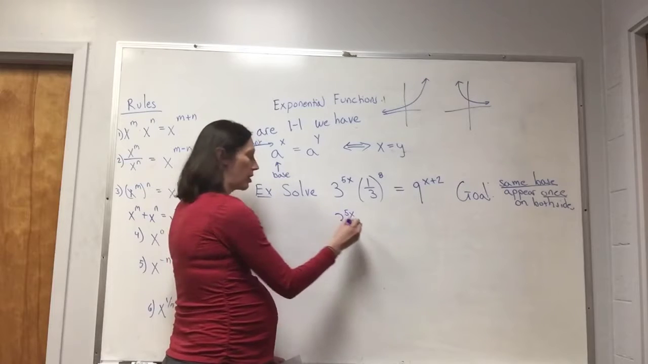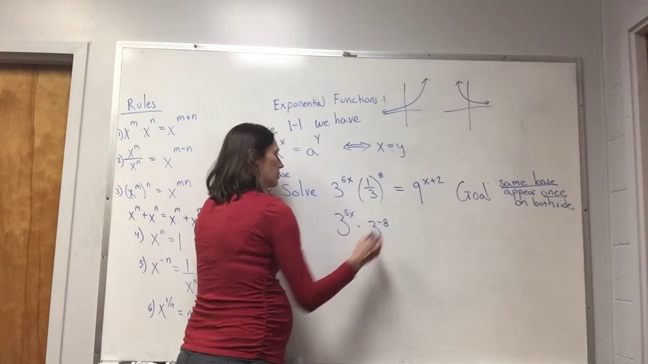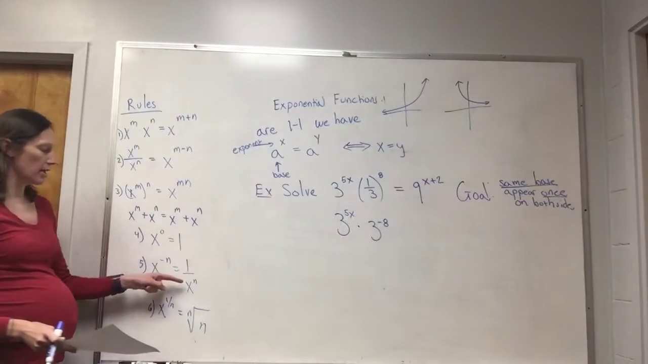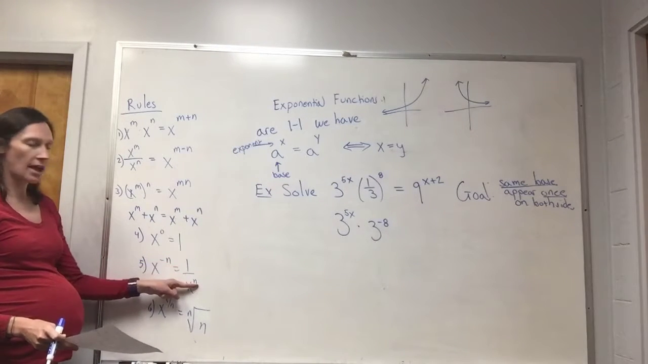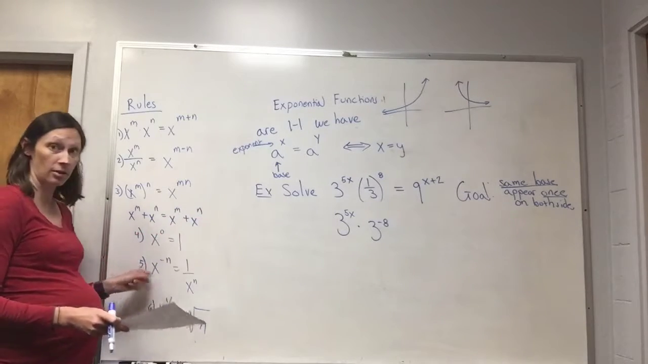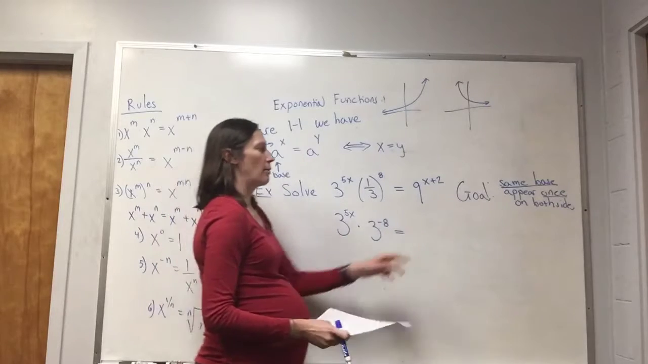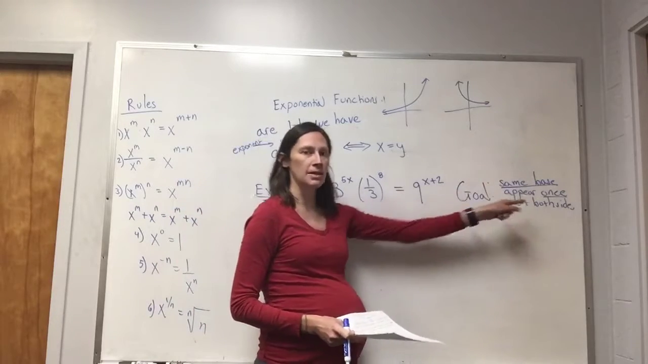So not changing that at all, but I can change the 1/3. Again, 1 over 3 to the 8th I can rewrite as 3 to the negative 8. That's what I'm doing. I'm executing rule 5. On the right-hand side, if I remind myself of my goal, it is to have the same base everywhere.